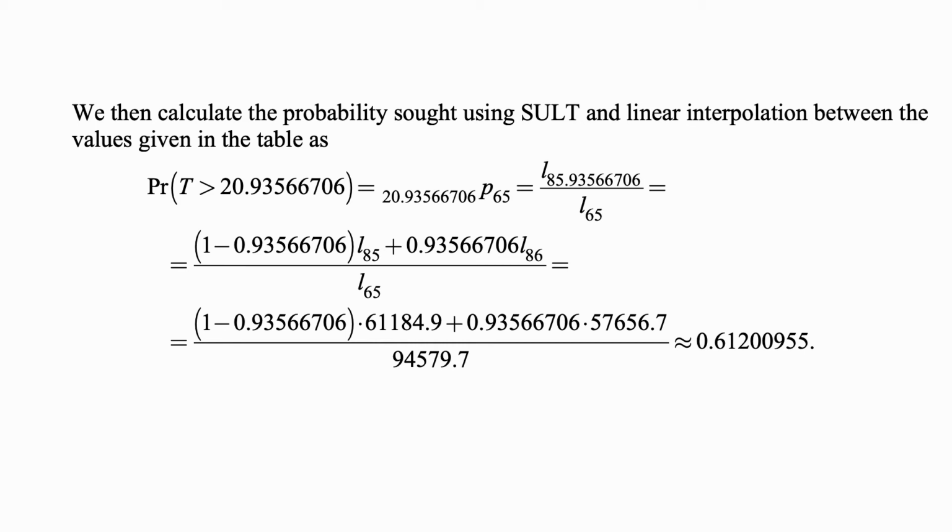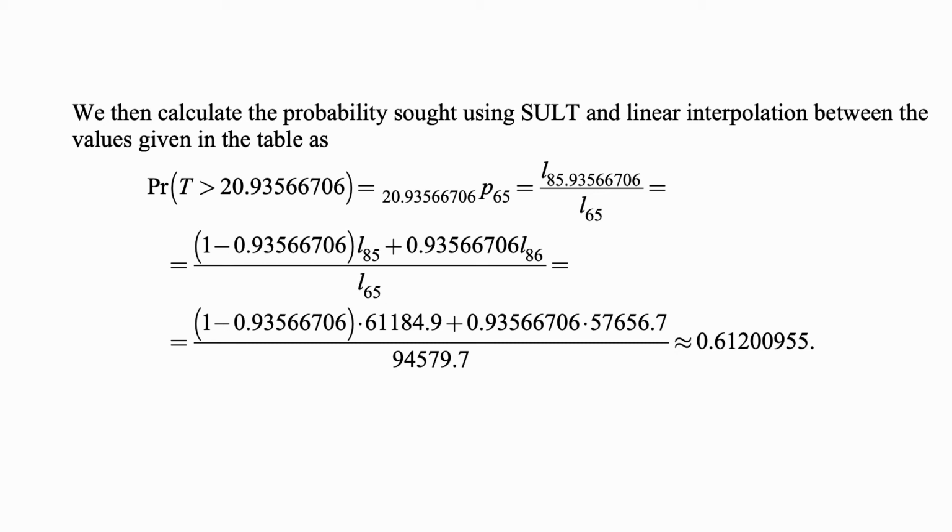Going from 85 to 86, the person who is 85.935666706 years old is 0.935666706 of the way already to being 86, and 1 minus 0.935666706 still at age 85. So that's the source of this linear interpolation.